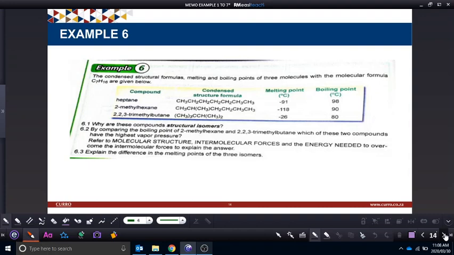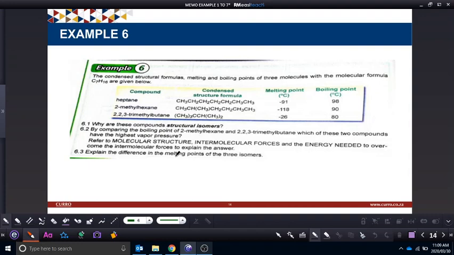Now if you look at 6.3, 6.3 is the one that we need to look at. If we go and compare heptane, heptane will be a liquid. 2-methylhexane is not a symmetrical compound, but if you draw this compound, it will be symmetrical. So this will easily form a solid, while these two will not as easily form a solid. So the reason why there is a difference in the melting points is because of the structure of these compounds.